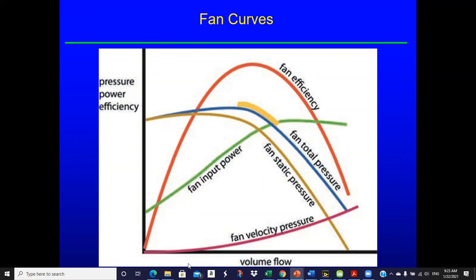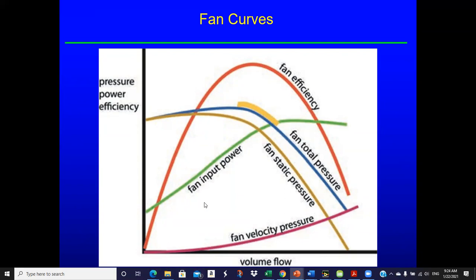But we've got airflow volume on the bottom, CFM, could be in hundreds, could be in thousands, depends on the size. So just starting at the bottom, we've got the fan velocity pressure. So that's the portion of the total pressure that is caused by the velocity of the air molecules as they move through the duct. And we see, if there's no flow, there's no velocity, there's no velocity pressure, and it goes up basically as kind of a squared relationship.